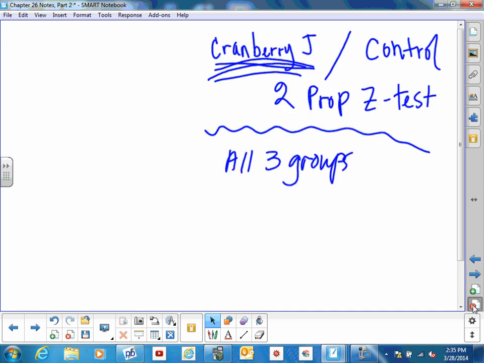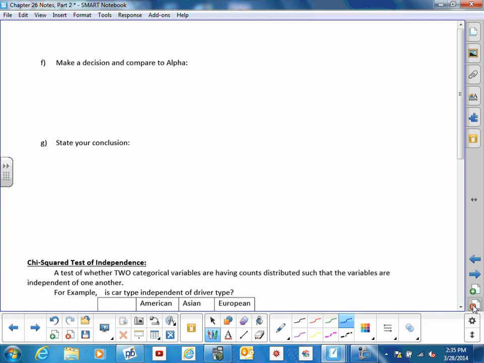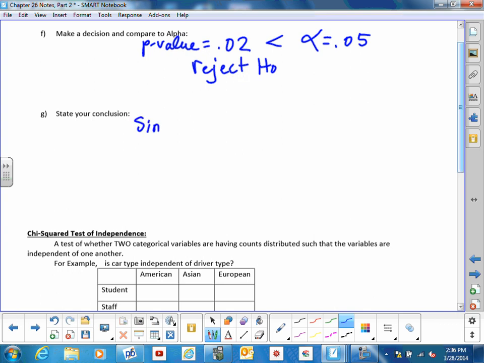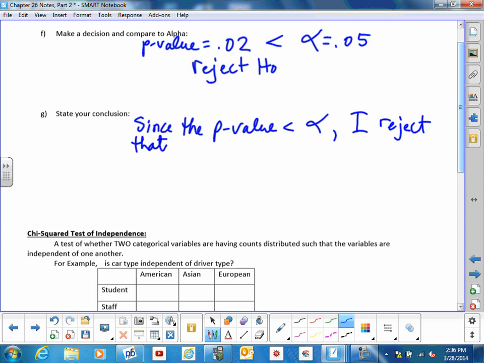All right, so we are at this place where we can now make a decision and compare it to alpha. So our p-value of 0.02 is less than our alpha of 0.05, so our decision is to reject the null hypothesis and let's make a conclusion. Since the p-value is low, the null hypothesis has to go. I reject that. What am I rejecting? I'm rejecting that all three groups of women, this is the statement of the null hypothesis, get urinary tract infections at the same rate.